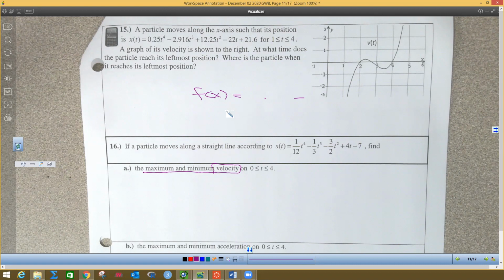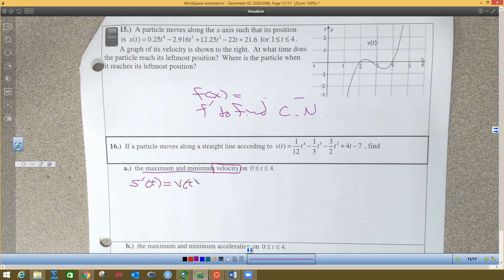We would set the derivative. That's right. We use the derivative to find the critical values or critical numbers. So this means we want to find the critical values of velocity. So in order to find the critical values of velocity, what do we have to use? Anybody? Acceleration. You have to use acceleration. That's right. So the first thing we want to do here is get the velocity function.